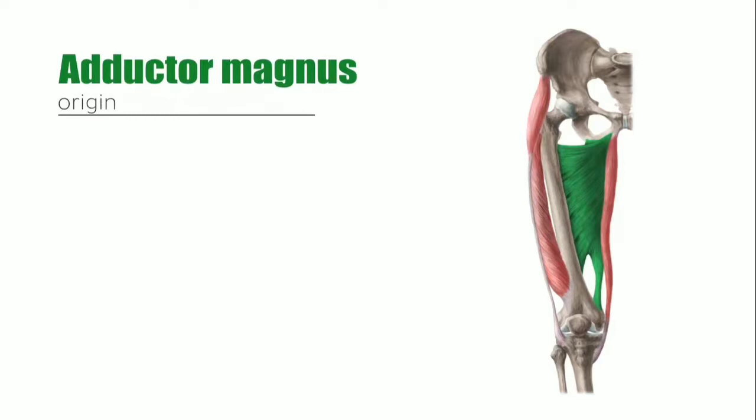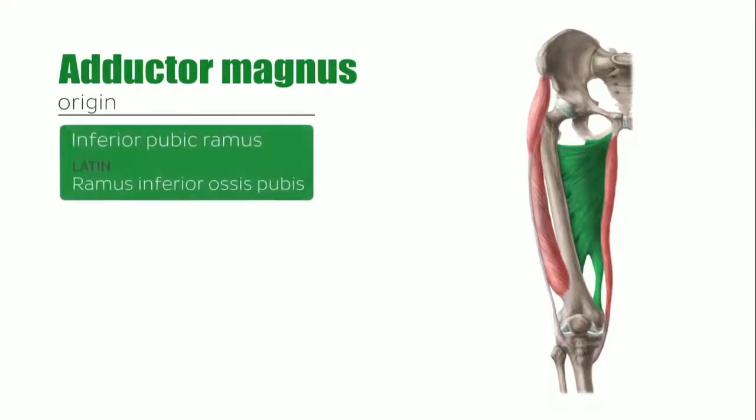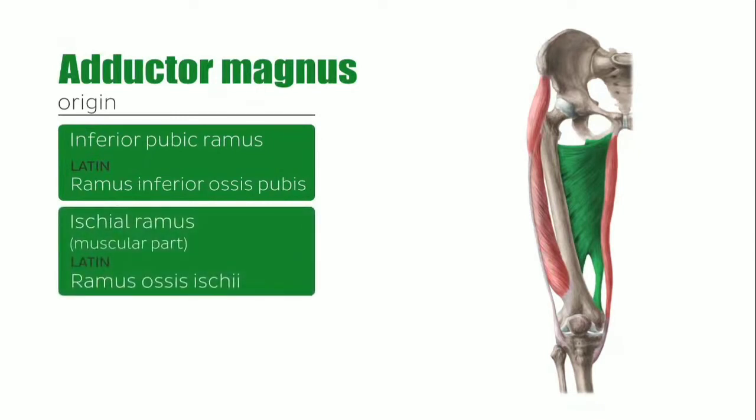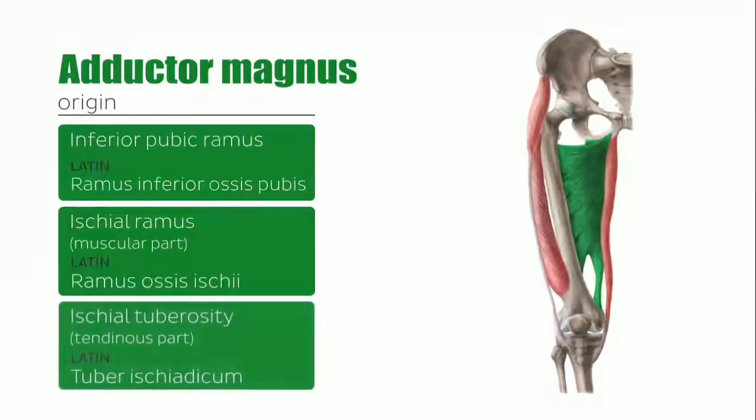Now let's have a look at the different origin points for this large muscle, and we need to remember three. One is the inferior pubic ramus. The other one is the ischial ramus, which will serve as the origin point for the muscular part, while the tendinous part is going to come from the ischial tuberosity. And you can see the origin points here combined for the adductor magnus.